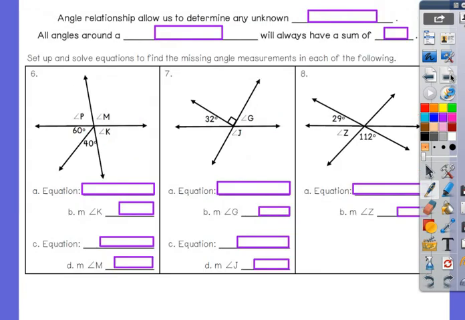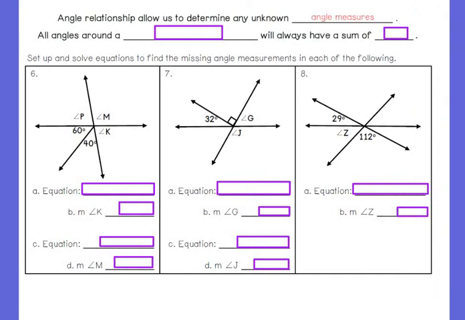First, angle relationships allow us to determine any unknown angle measures. All angles around a point or vertex will have a sum of 360 degrees.